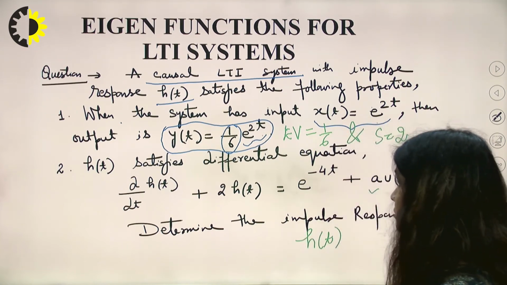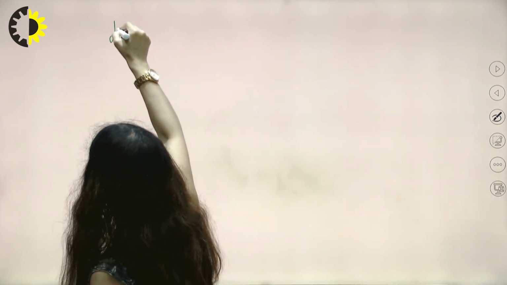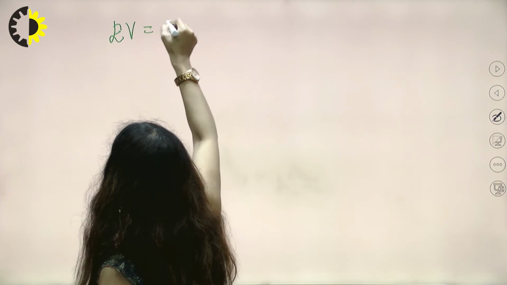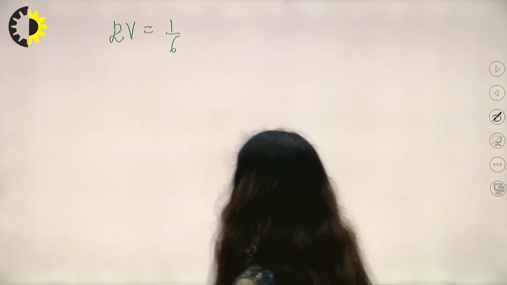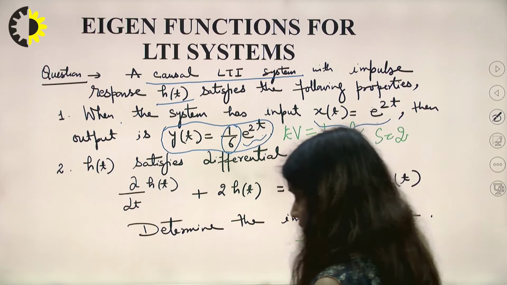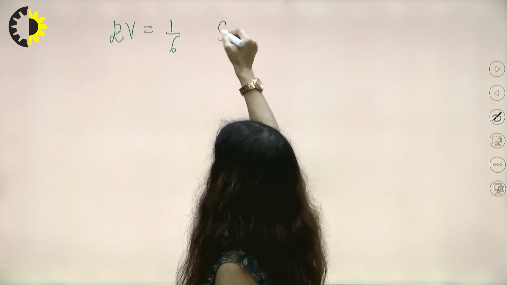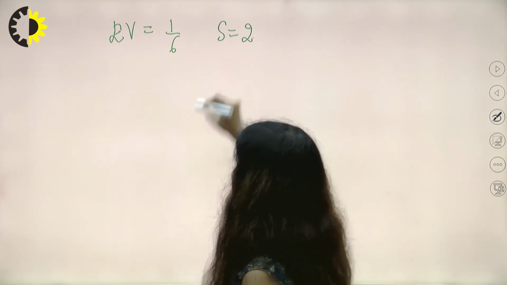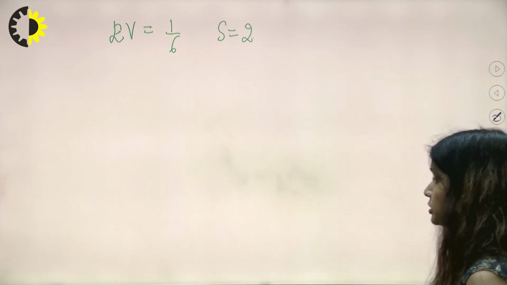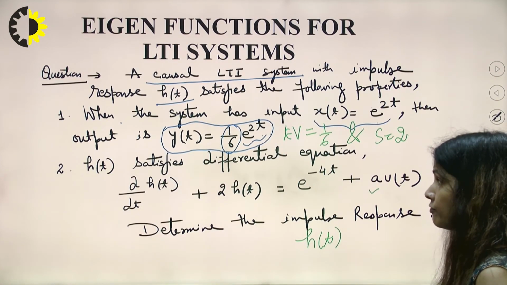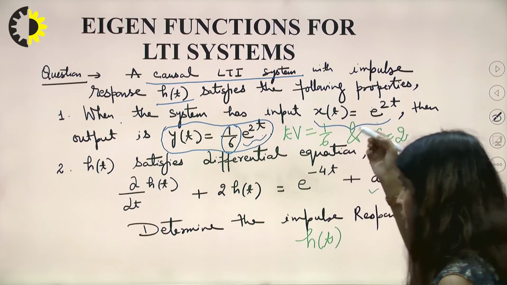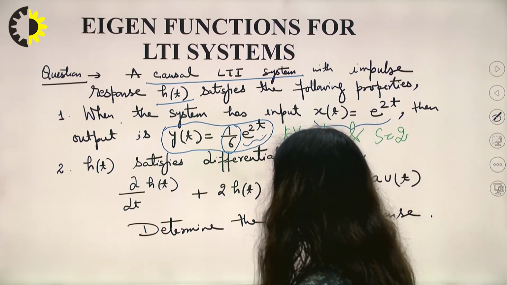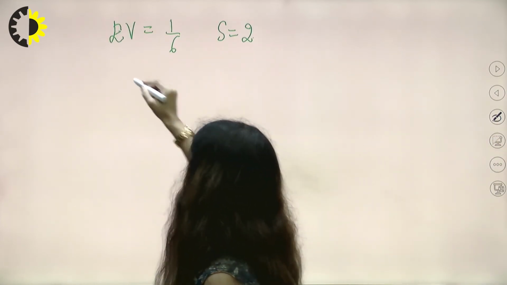Now, here we have a few important conclusions: that the eigenvalue is equal to 1 by 6 of course, and s is equal to 2. Now I will write the differential equation so that I can solve this particular differential equation using all these values.